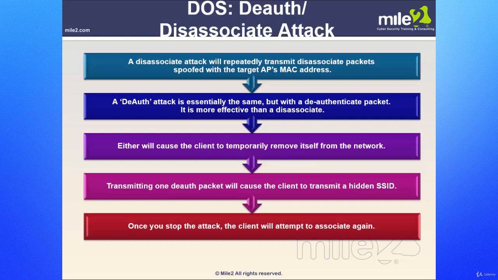The disassociate attack will repeatedly transmit disassociate packets spoofed with the target access point's MAC address. The deauth attack is essentially the same, but it will also deauthenticate the packet, which is more effective than a disassociate. Either will cause the client to temporarily remove itself from the network, so transmitting one deauth packet will cause the client to transmit the hidden SSID, and voila, there it is. Once you stop the attack, the client will attempt to reassociate again, and of course all that's in clear text. We grab it, and then we do something with it.